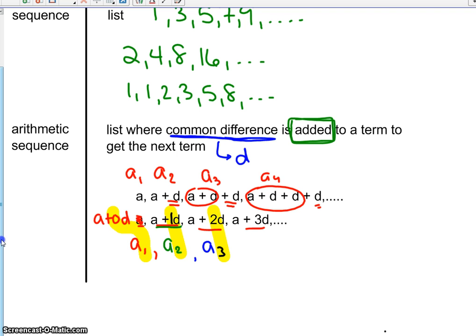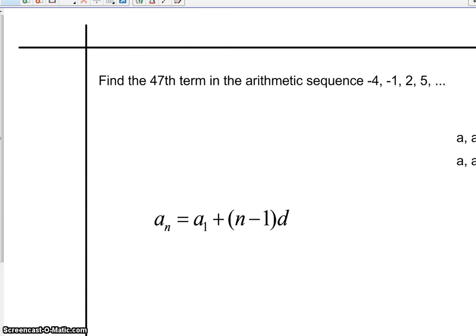So basically, if you look at every one of these, what I have is my first term, and I'm adding on some number of d's, and that number of d's is always going to be 1 less than whatever that subscript was. And so that's where this formula comes into play. This is my formula for an arithmetic sequence.